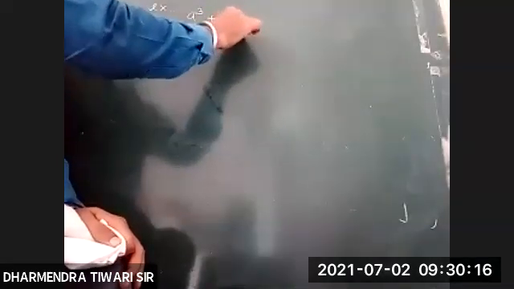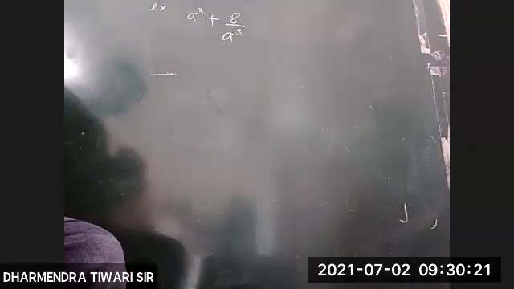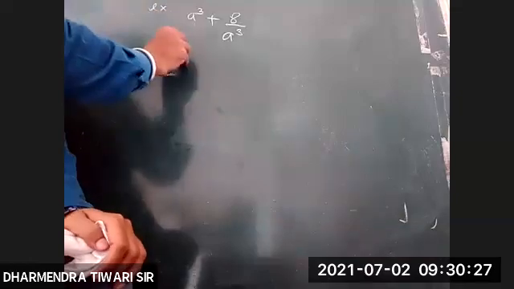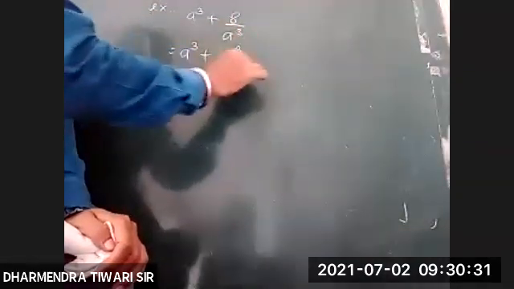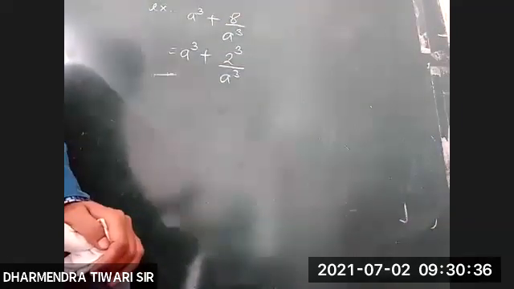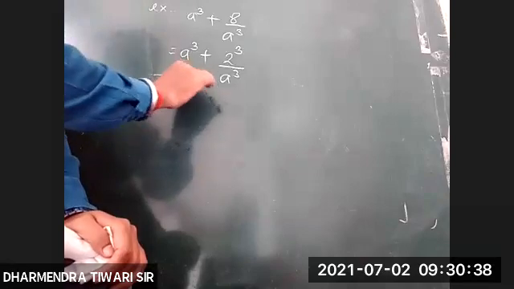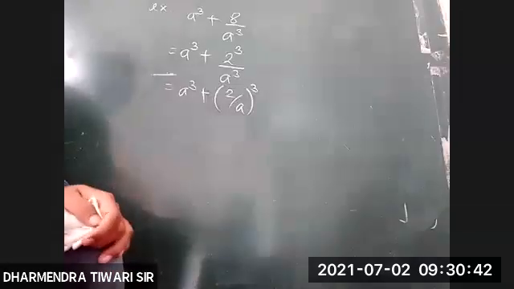Next example: a cube plus 8 upon a cube. This can be written as a cube plus, we know that 8 can be written as 2 cube, upon a cube. So we can write this as a cube plus (2 upon a) the whole cube.